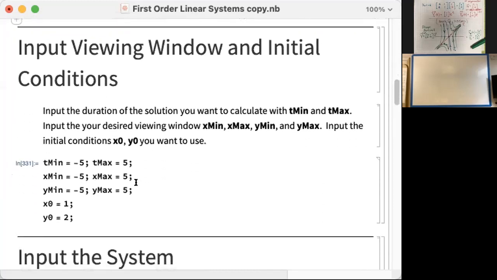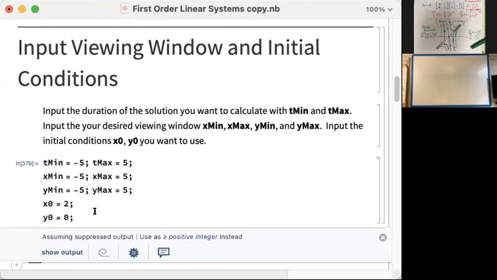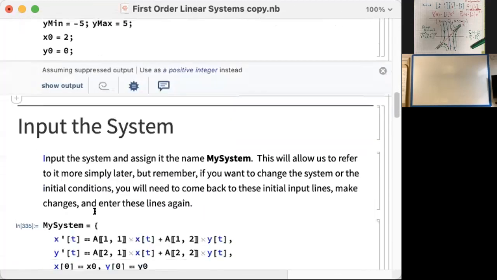Now, let's draw the graphics for this that I tried to draw on the paper. So I'm going to pick some window, time window, minus 5 to 5, X window, Y window, minus 5 to 5. And let's give some initial condition, like the one I drew on the paper, 2, 0. Let's say X naught is 2, Y naught is 0. I'm just defining these variables so I can feed them to Mathematica.